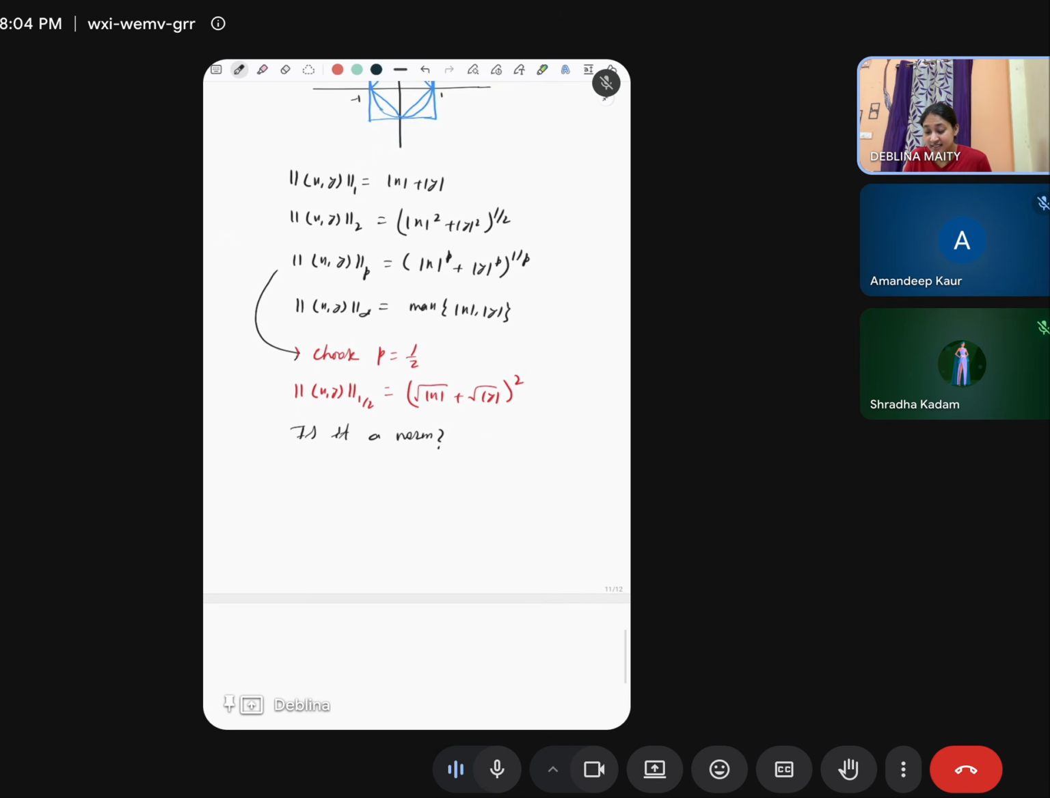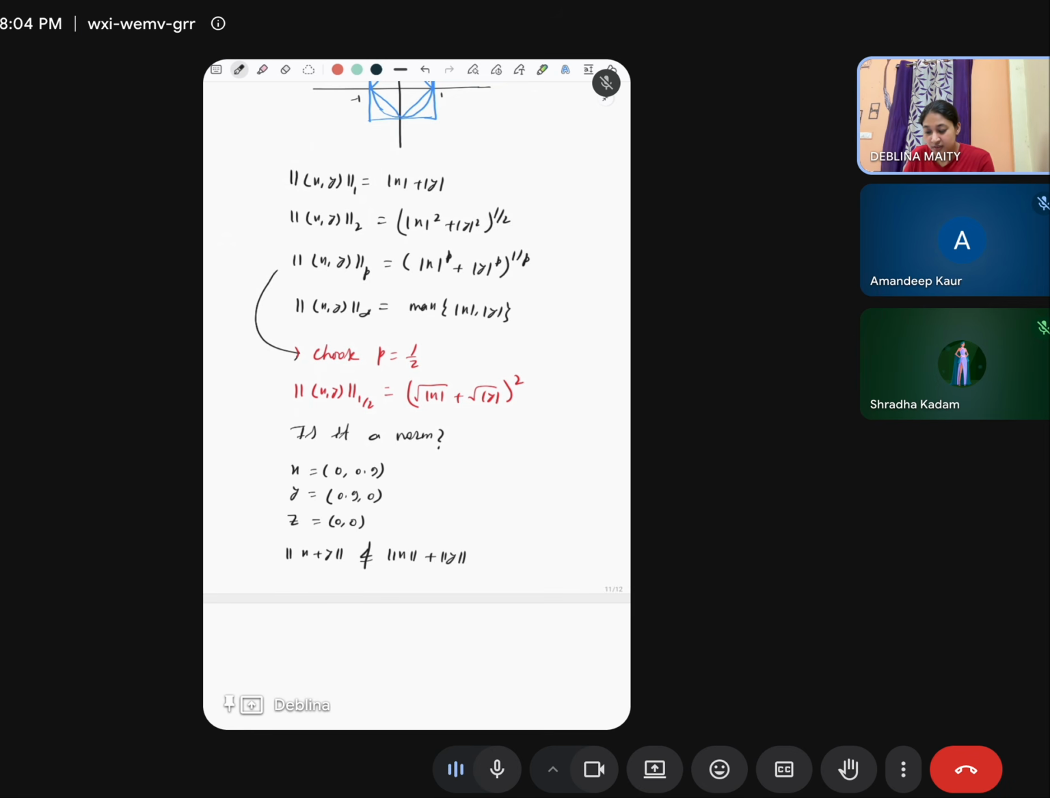So you see that this is not a norm. Now if we take these 3 points, suppose x is (0, 0.9), y is (0.9, 0) and z is (0, 0), then we will see that norm of x minus y, or x plus y, is not less than or equal to norm x plus norm y, right? So it will not be a norm.